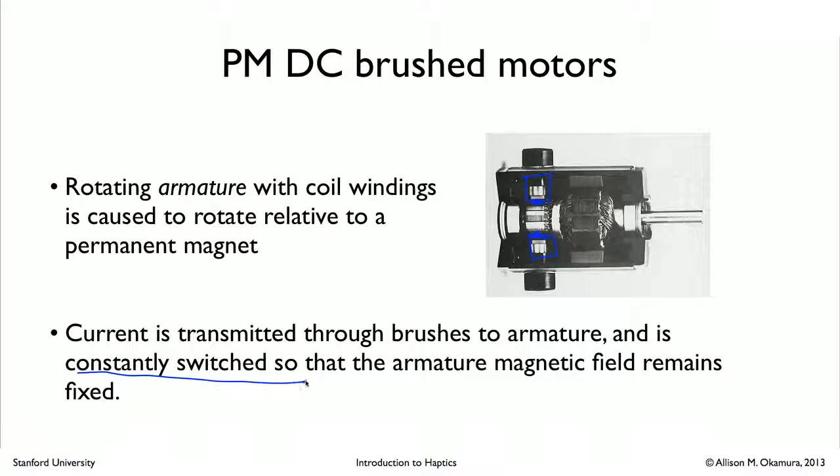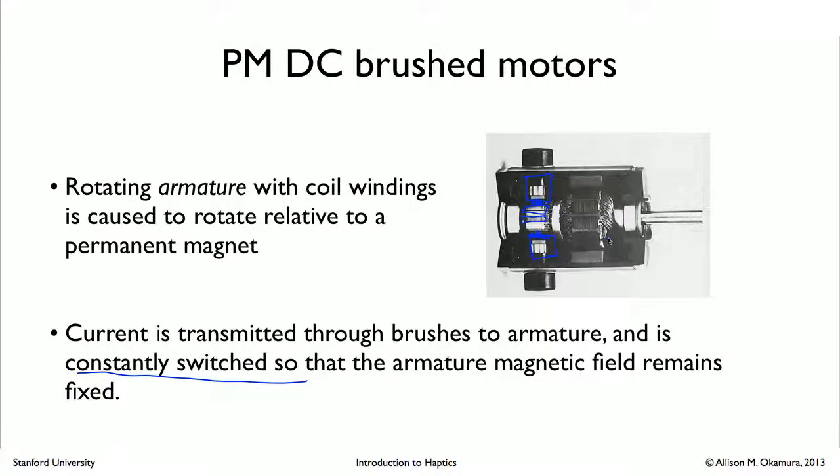And these contacts are constantly switched, and that way the armature magnetic field remains fixed. And it's switched, as you can see. These components on the armature have contacts and then areas where there's no contact. And as you make and break contact, you are continually switching between different coils of wire on the armature so that you're getting the right set of forces in order to keep rotating the motor.